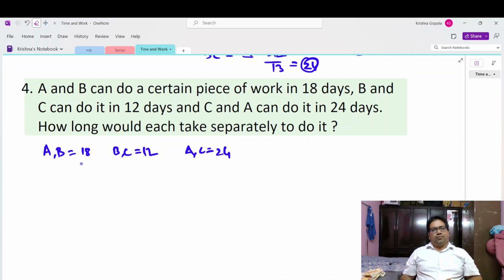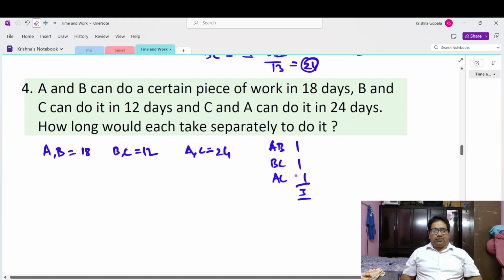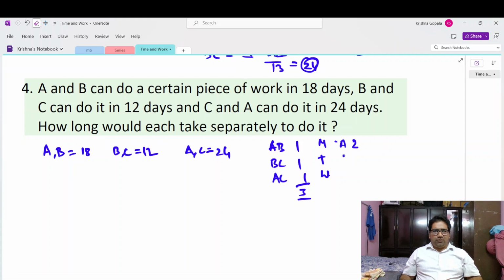Right. So let's understand this concept. A and B work for 1 day. And B and C also work for 1 day. And A and C work for 1 day. So total is 3 days of work. Let's say this is Monday, this is Tuesday, this is Wednesday. Now what does that mean? A worked for 2 days, right? A worked on Monday also, Wednesday also. Similarly, B worked on 2 days, right? A worked on 2 days, B worked on 2 days, C worked on 2 days.